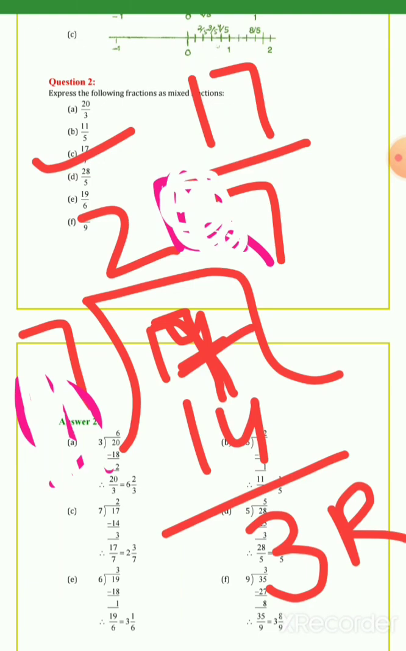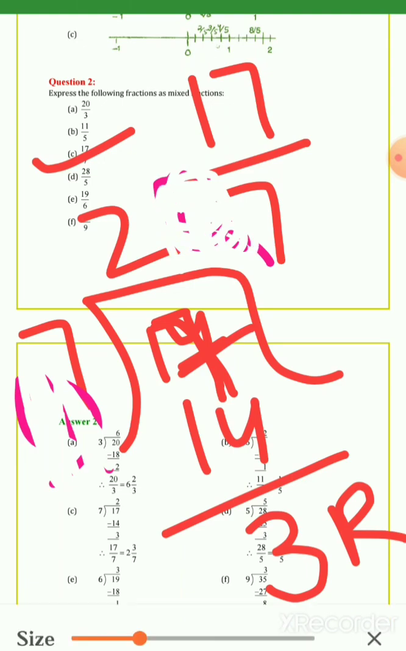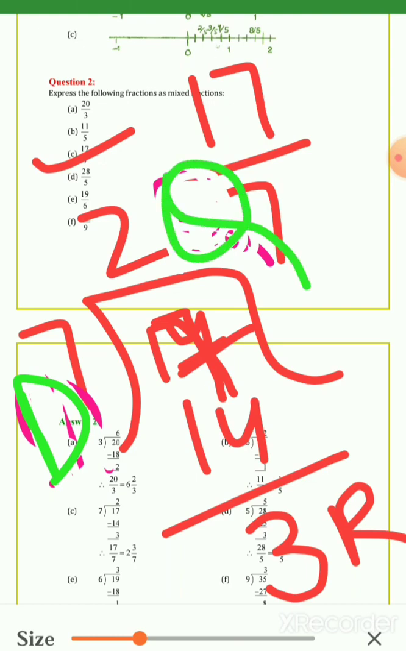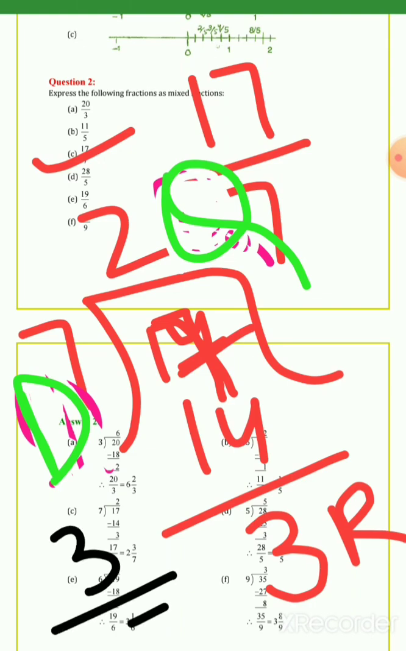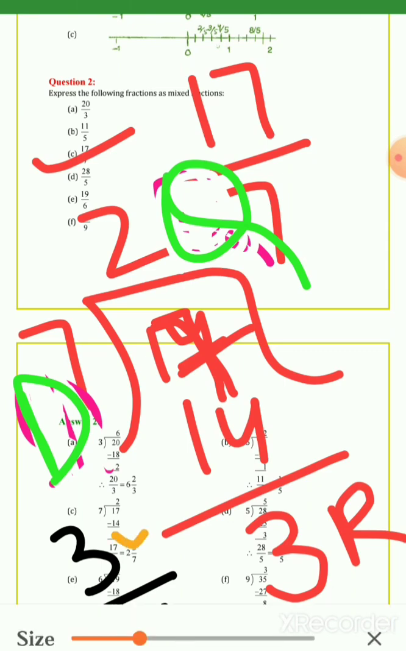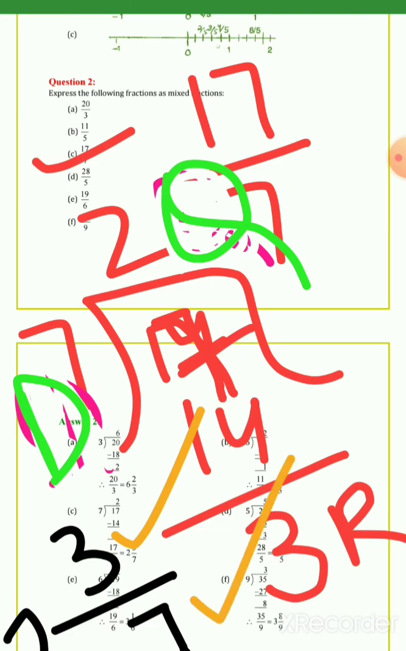Yes, this is the divisor, this is the quotient we have. So how do you have to write its answer? The remainder will come on the top, that is 3. The number by which we are dividing will come down, that is 7, and the quotient 2 will come in the middle. So this is the mixed fraction of 17/7. An improper fraction was given, and we have converted it into a mixed fraction by dividing it, and we have written the remainder on the top, the divisor below it, and 2, that is the quotient, in the middle. So this is the answer for this.